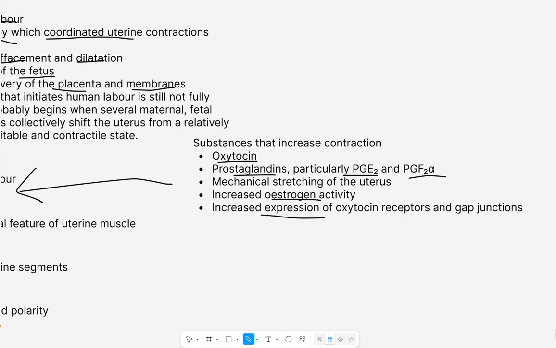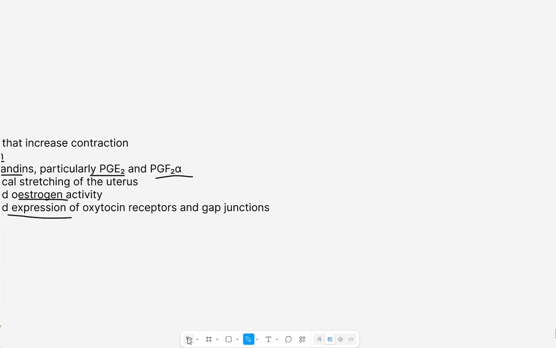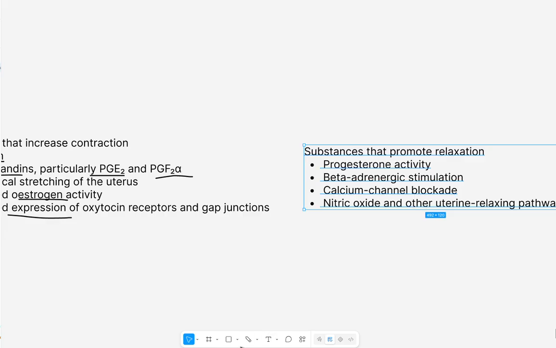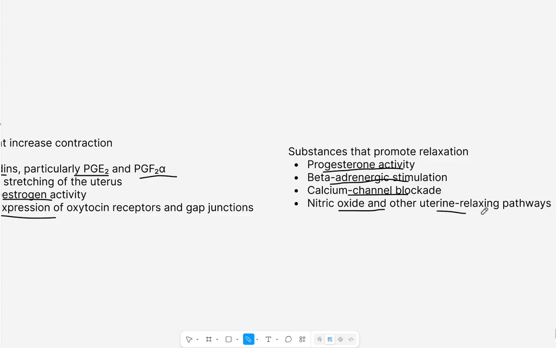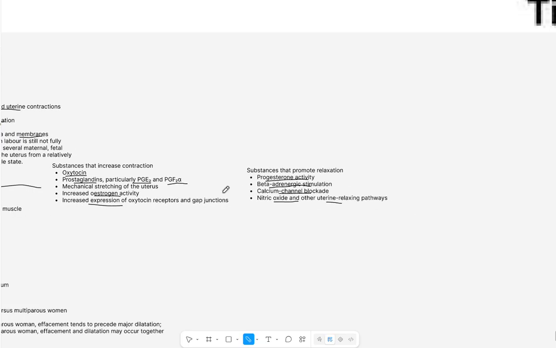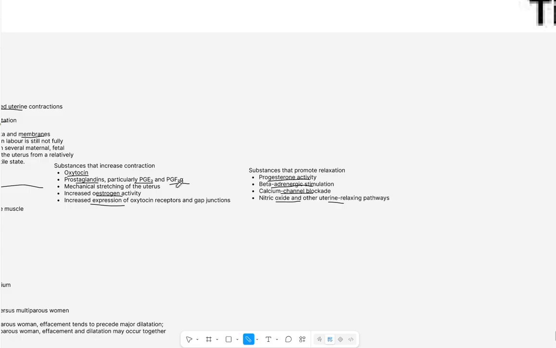Okay. Also, there are some substances that promote relaxation. So they're doing the opposite thing. This is basically progesterone activity. Progesterone, as you studied, maintains the quiescent state of the uterus. So progesterone activity maintains the inactive state of the uterus. And some beta adrenergic stimulation also relaxes the uterus, and calcium channel blockers like nifedipine, and some nitric oxide and uterine relaxing pathways.